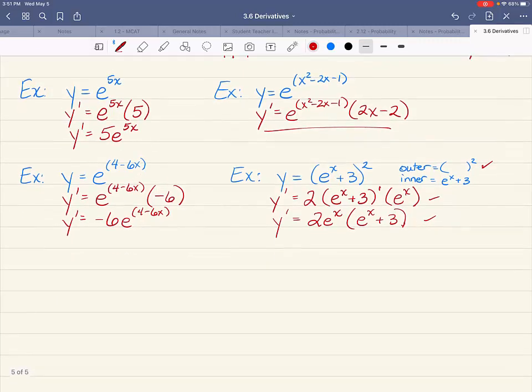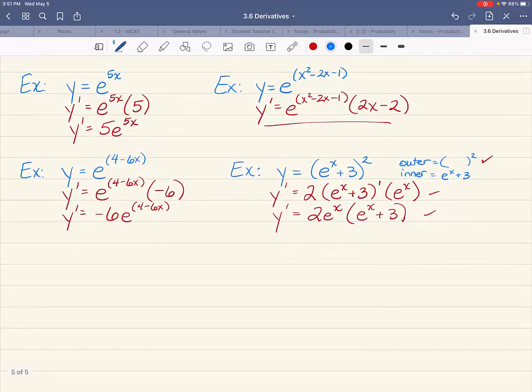All right, I have one more sample to show you, and then it's going to be time to practice. Last example. Y equals 2e to the square root of x power.